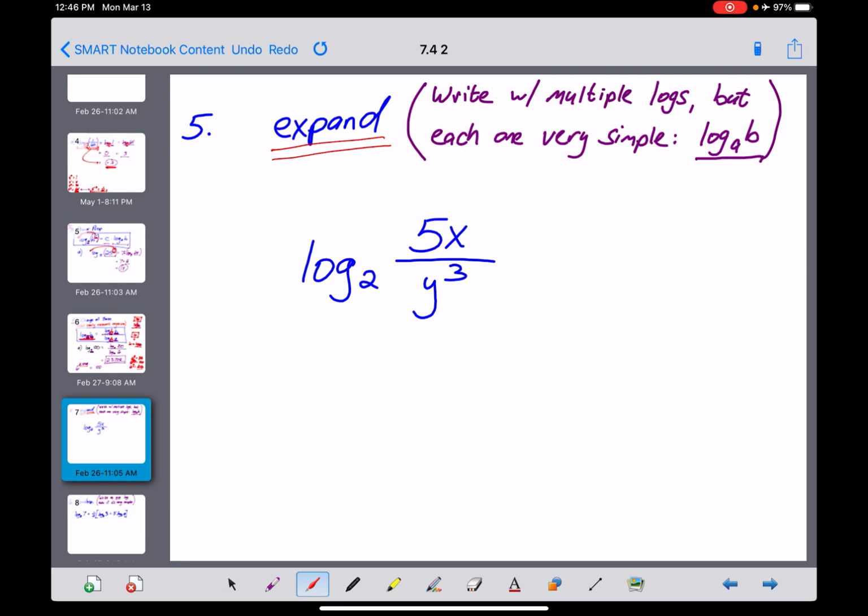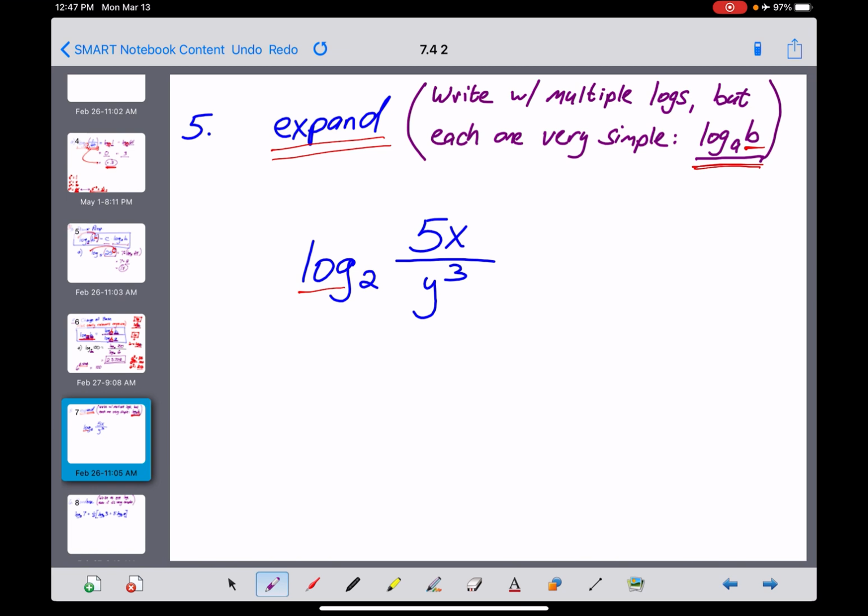Expand means to take something small and make it bigger. So in parentheses, I wrote that expand means to write this logarithm, which, by the way, you'll notice right now is just a single log. There's just one logarithm here. But we're going to try to write this log as multiple logarithms, but each one of those logarithms needs to be very, very simple, of the form log base a of b. So that b is just one single number right there, nothing too complicated.